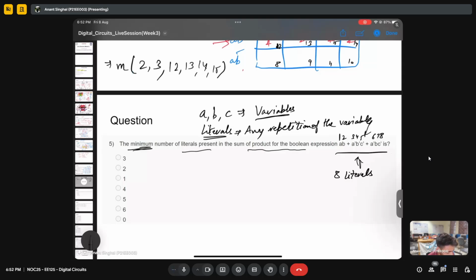Sir, what is a literal in the sense? Every term in the expression is counted as a literal, whether it is A or whether it is A complement, it is a literal. Okay, sir.